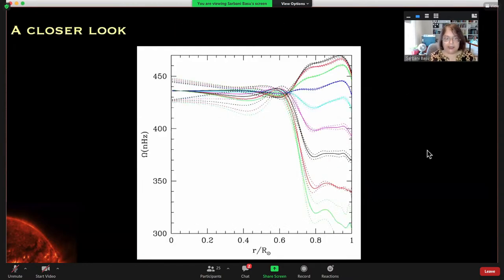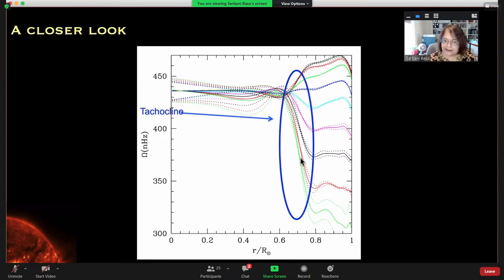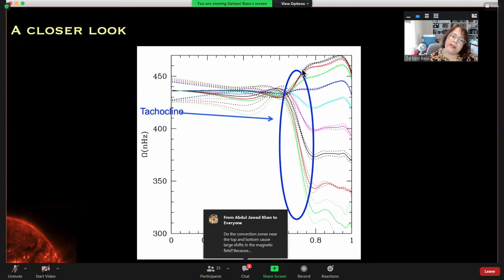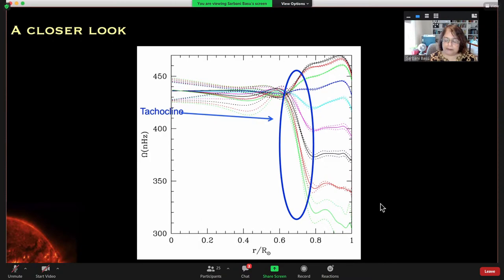If I take sections, then you can see, so the black is the equator, blue is 30 degrees, red is 60 degrees. You can see that the change here, which is known as the tachocline, is latitude dependent. So at the equator, the outer layers rotate faster than the inside. At 60 degrees and higher latitudes, the outer layers rotate slower than what's inside. This is where most people believe that the solar dynamo, which produces the magnetic field that causes the solar cycle, is. Most people believe that's there.